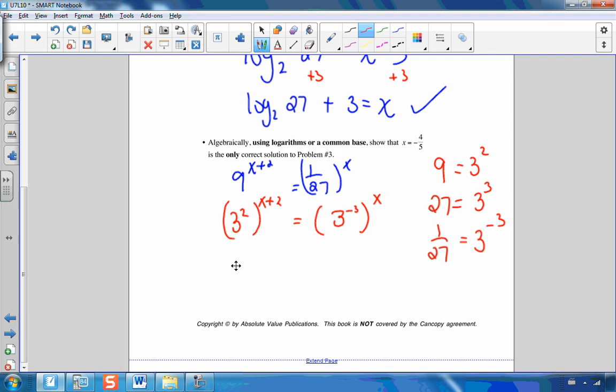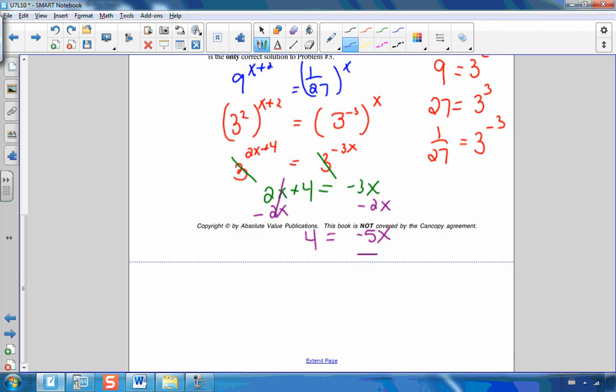Okay, so let's multiply the exponents. So 2x plus 4 equals 3 to the negative 3x, and then I will drop the base and make them equal. So 2x plus 4 is the same as negative 3x. What I'm going to do is subtract 2x from both sides to get my variable on one side. So I get 4 equals negative 5x, and then I'm just going to divide both sides by negative 5. And I get that x is equal to negative 4/5. So that would be your correct solution, and we showed that we got the right one.